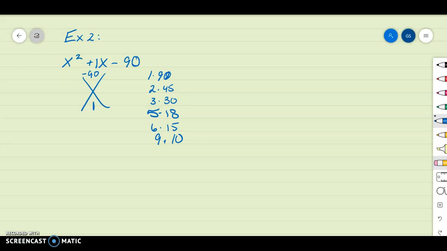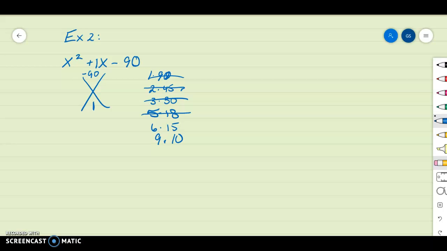Okay, so these are all the factors. Now, if I add 1 to 90 or subtract 1 from 90, I'm never going to get a 1. How about 2 and 45? Is that going to give me a 1 ever, whether I add or subtract? No. How about 3 and 30? Well, 33 or 27 when I add or subtract. 5 and 18, that would be 22 or 13 if you subtracted.